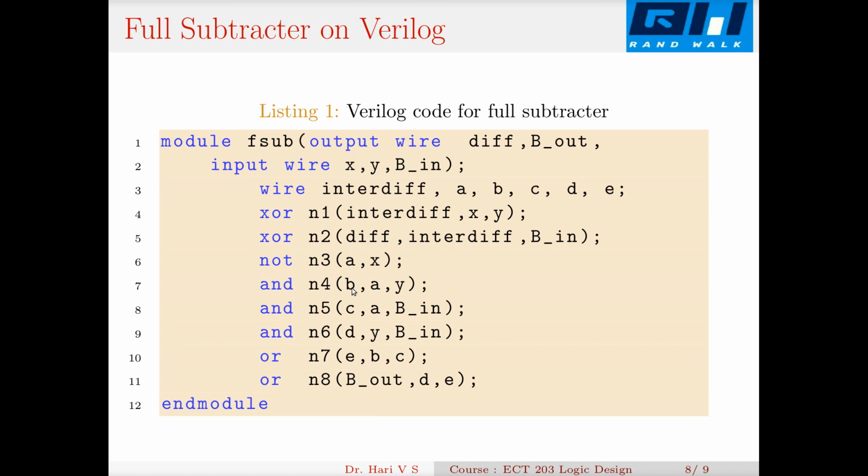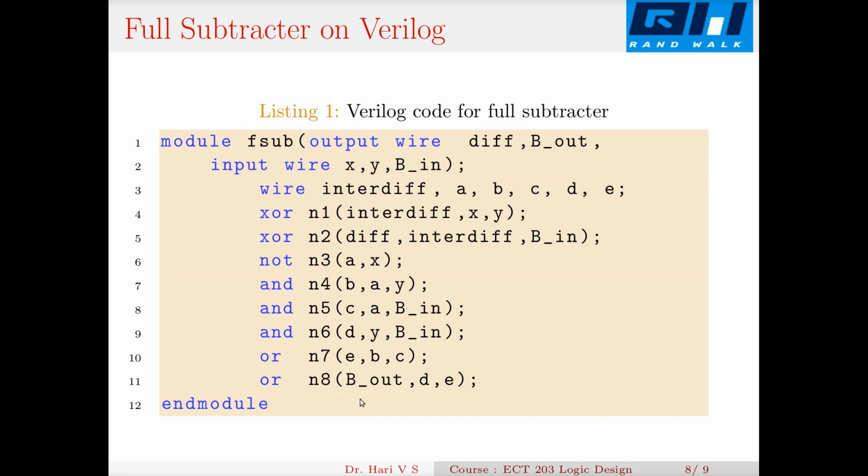Here this output is b. Then a third AND operation, that is b in and y, and b in, that gives me d. Then I use two OR gates, because I need to OR B, C and D. So BC I first OR to get E. This E is ORed with D to get my borrow output. Okay, so then it ends module.